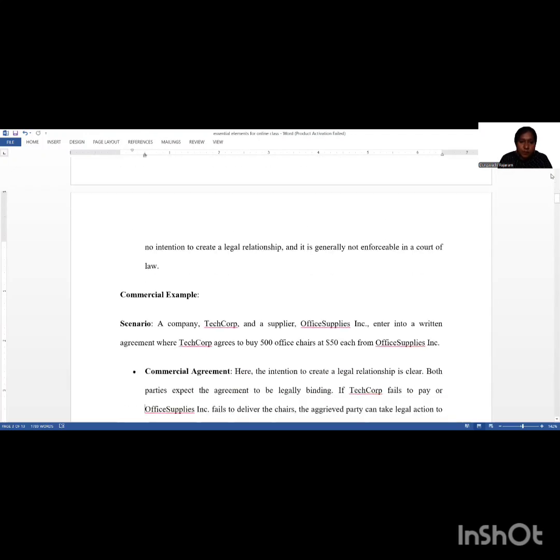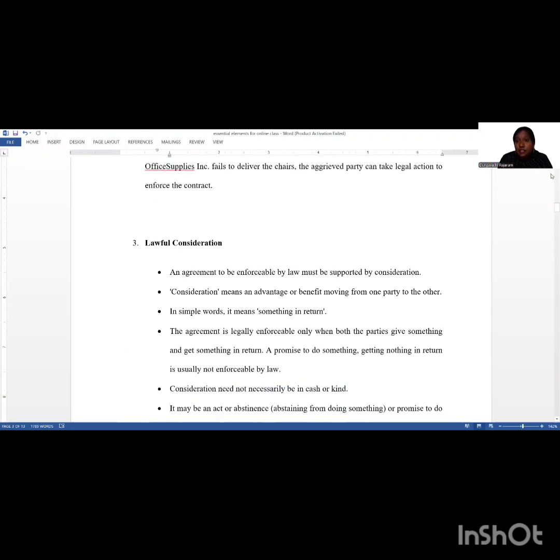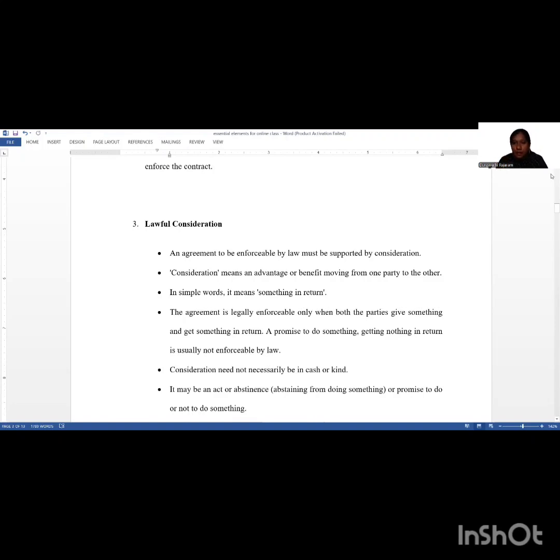The next one is lawful consideration. See, consideration is not only money. If any contract is made between A and B, for example, if I'm making a contract with somebody else, take X, and I'm Y, I'm making a contract with X. In that scenario, I am going to get some consideration, and he is also going to get consideration. It does not only talk about money.